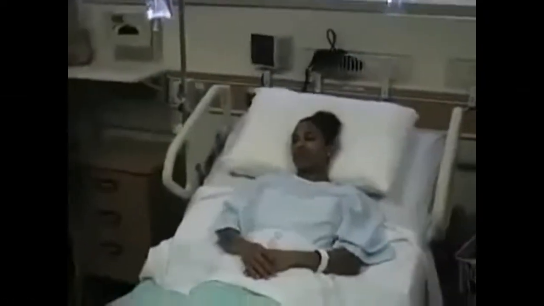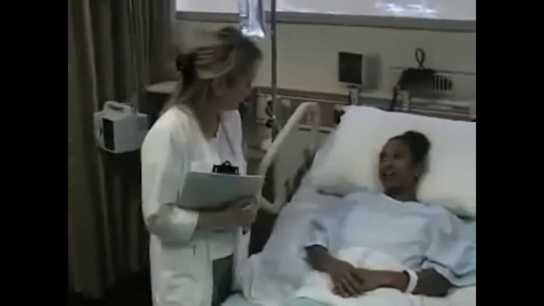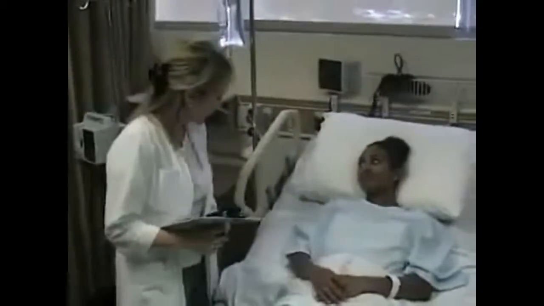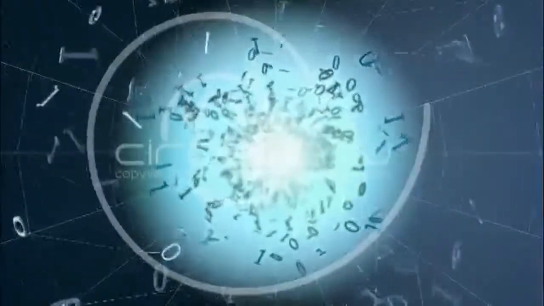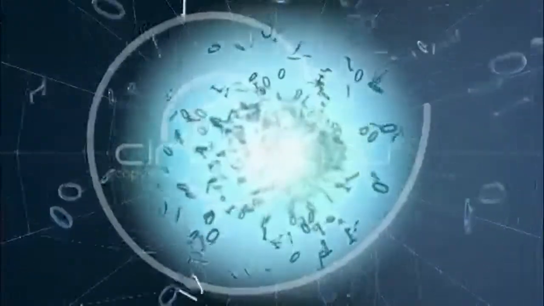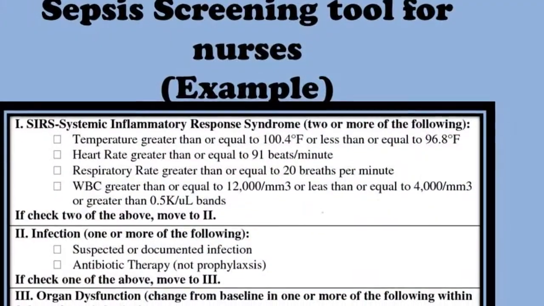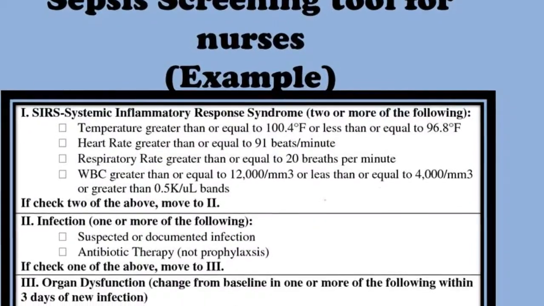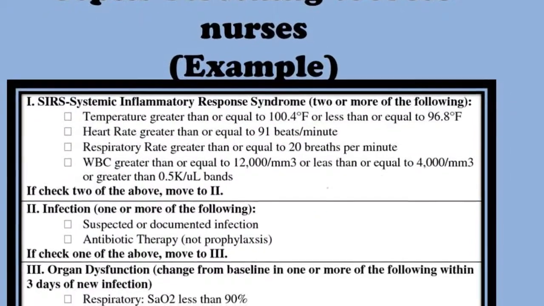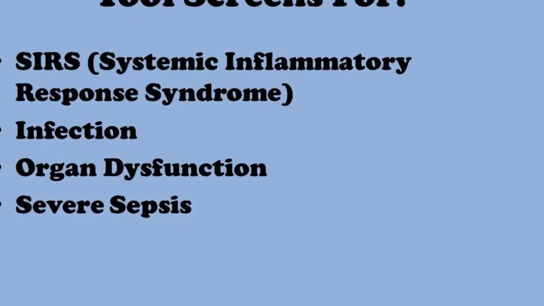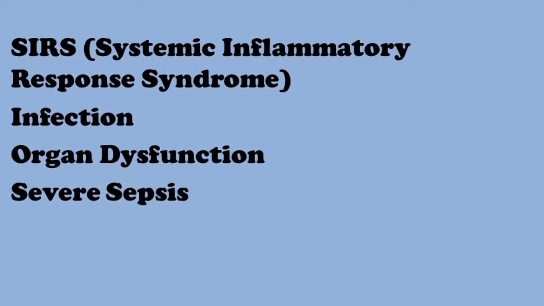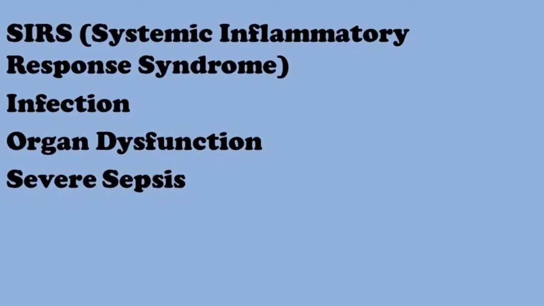To improve the identification of the septic patient, a simple and easy-to-use sepsis screening tool was developed for utilization by bedside nurses. The sepsis screening tool is based on numeric thresholds and algorithm-style prompting for making a diagnosis of sepsis. This highly sensitive and highly specific screening tool has been shown to decrease sepsis-related mortality in patients. This tool screens for systemic inflammatory response syndrome, infection, organ dysfunction, and severe sepsis.